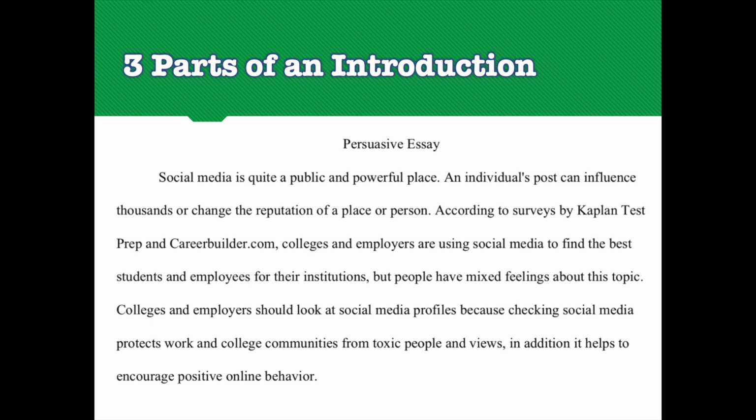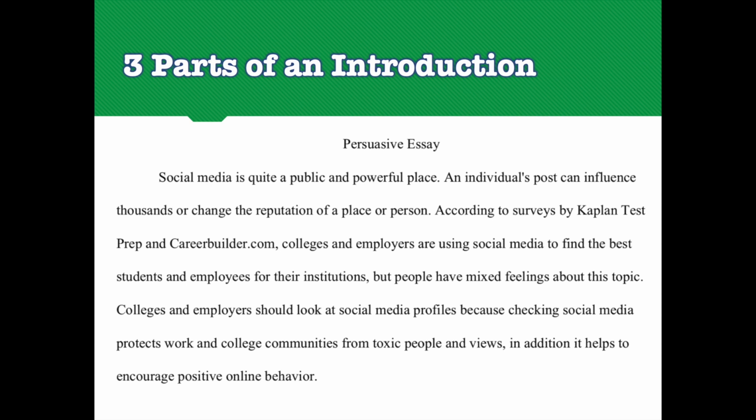Persuasive essay. Social media is quite a public and powerful place. An individual's post can influence thousands or change the reputation of a place or person. According to surveys by Kaplan Test Prep and CareerBuilder.com, colleges and employers are using social media to find the best students and employees for their institutions, but people have mixed feelings about this topic. Colleges and employers should look at social media profiles because checking social media protects work and college communities from toxic people and views. In addition, it helps to encourage positive online behavior.